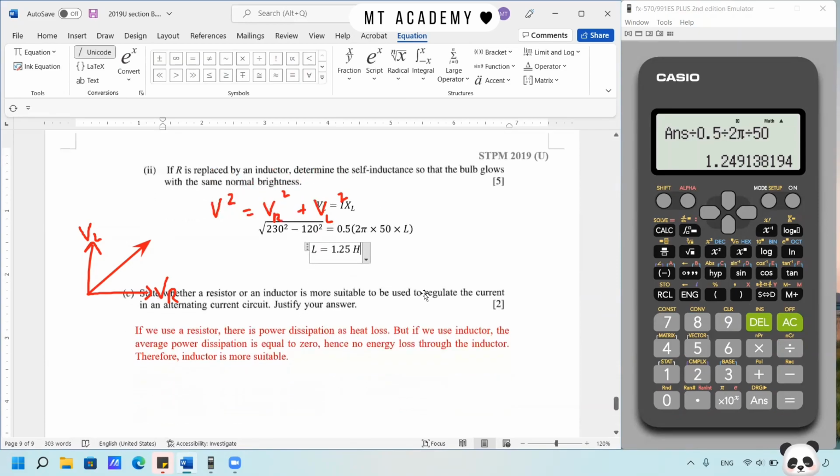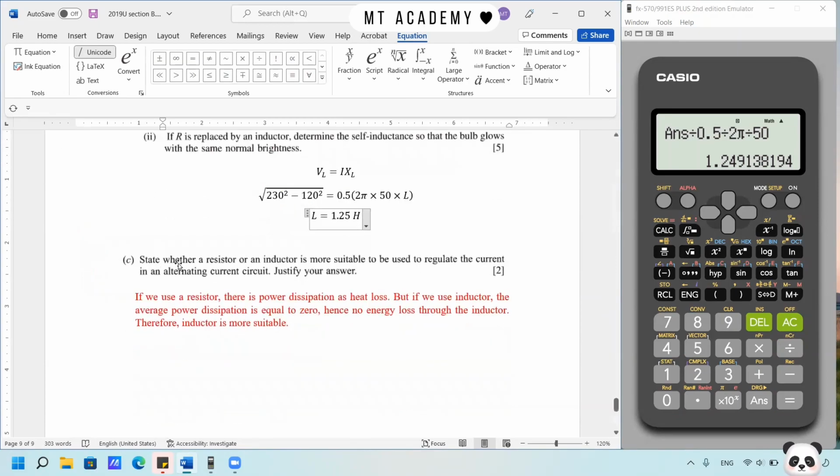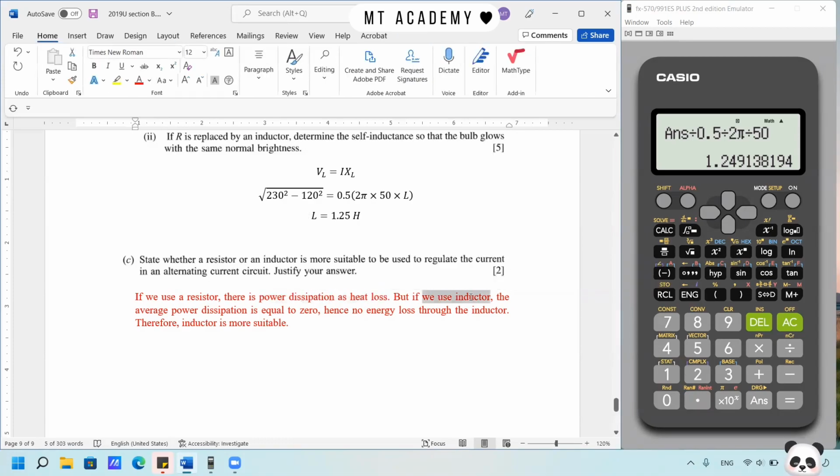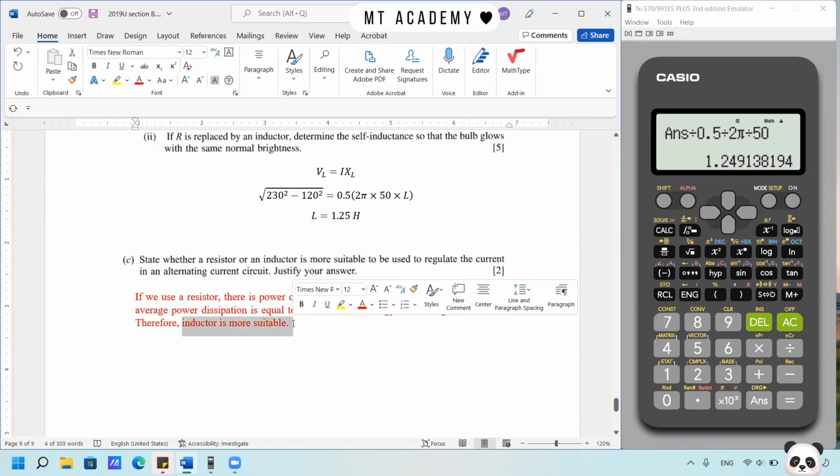And then we're going to move to the last question of this paper: state whether a resistor or an inductor is more suitable to be used to regulate the current. Justify your answer. Comparing resistor and inductor, like I mentioned previously, if you use a resistor, there is power dissipation as heat energy. But if you use the inductor, average power dissipation is equal to 0, meaning there is no energy loss. So I would suggest that the inductor is more suitable than the resistor because we can save more energy.